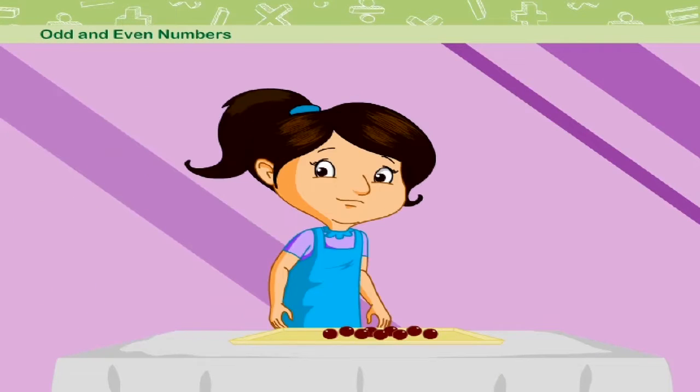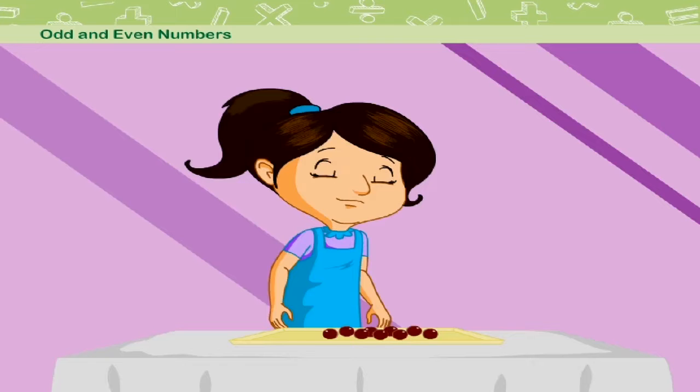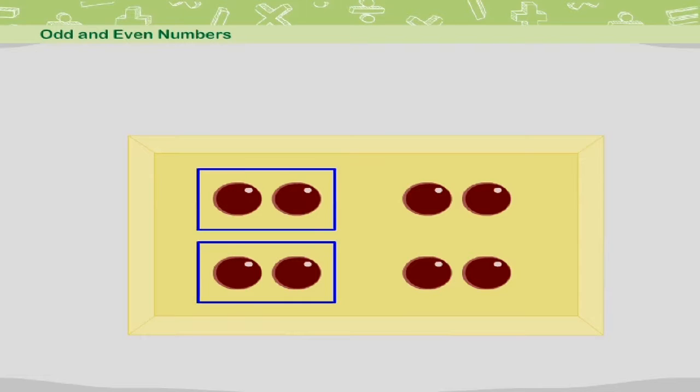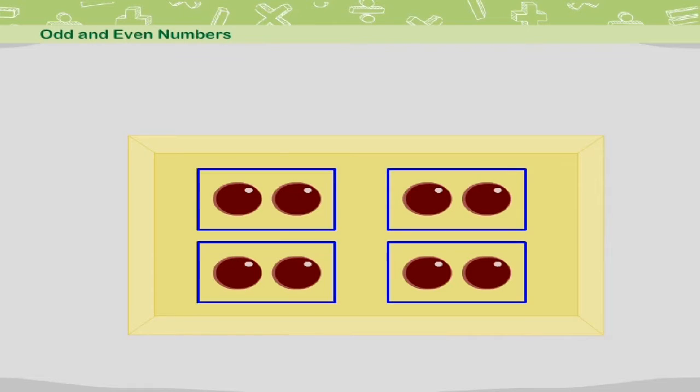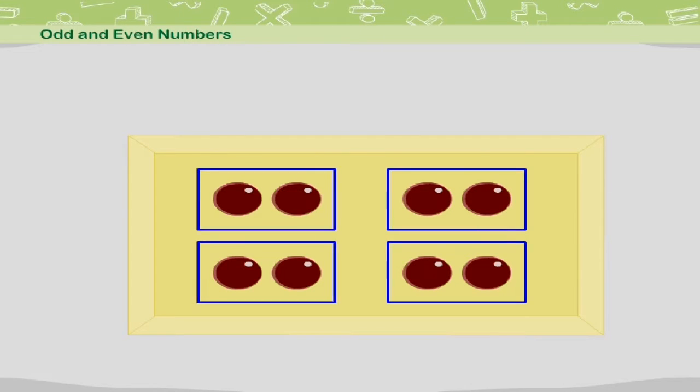Reena now tries to form pairs using 8 chocolates. When she forms pairs, she finds that after making 4 pairs, no chocolate is left unpaired. Numbers from which we can form the exact number of pairs without any remainder are called even numbers. So 8 is an even number.